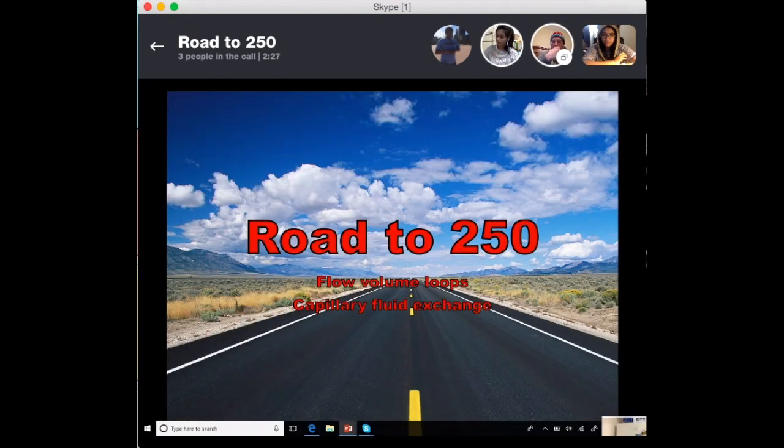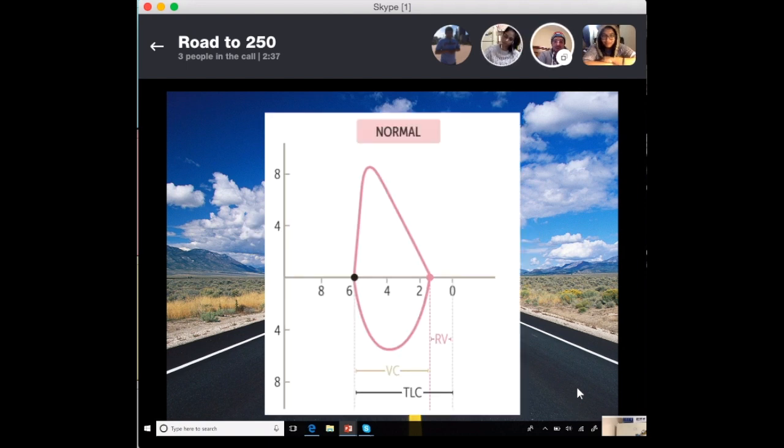So, per request, we're going to go over flow volume loops and capillary fluid exchange. I literally just finished this, so not entirely sure how complete it is.